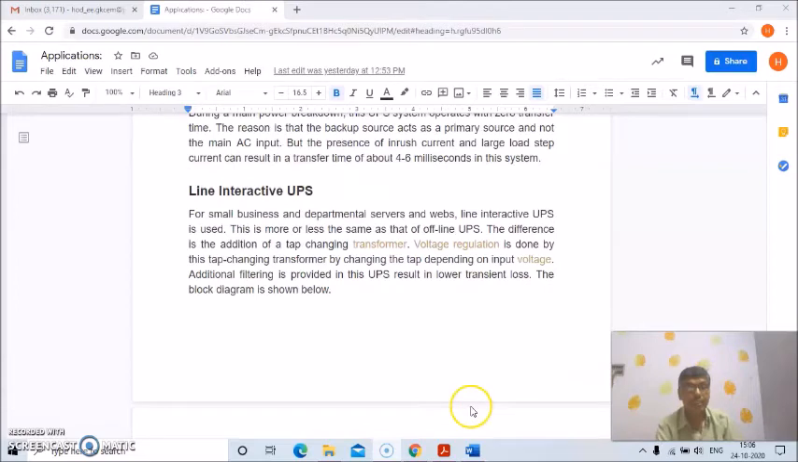Now, the Line-Interactive UPS. For small businesses, departmental servers and webs, the Line-Interactive UPS is used. This is more or less the same as the offline UPS, and the difference is the addition of a tap changing transformer. Voltage regulation is done by this tap changing transformer by changing the tap depending on the input voltage. Additional filtering is provided in this UPS, resulting in lower transient loss.